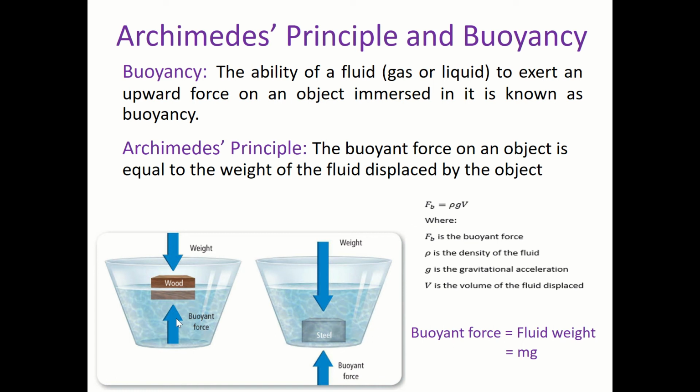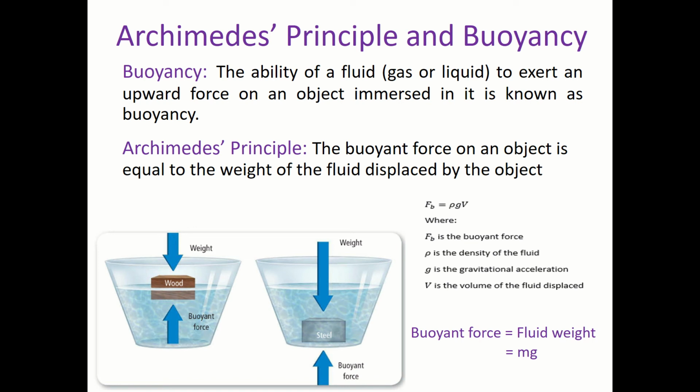So my question to you is, which one should have a higher buoyant force? Is it the wood or is it the steel? Which one of these two objects should have a higher buoyant force? Do you know the answer? Is it the steel that should have a higher buoyant force, or the wood, or is the buoyant force exactly equal to each other? I give you a few seconds to think about this question.